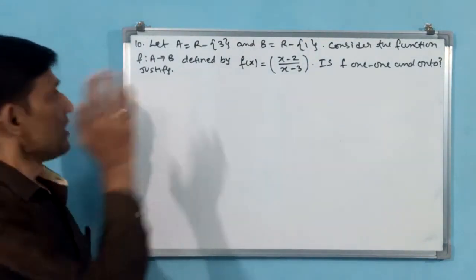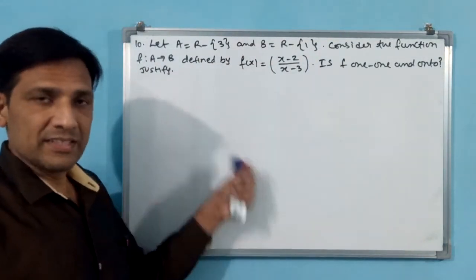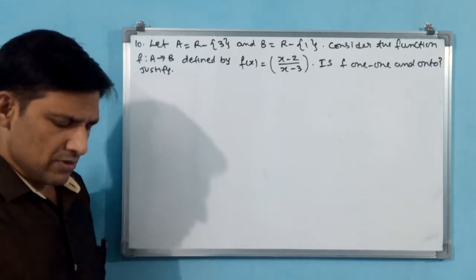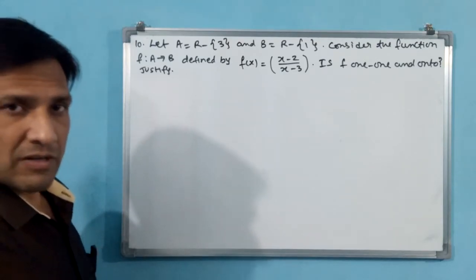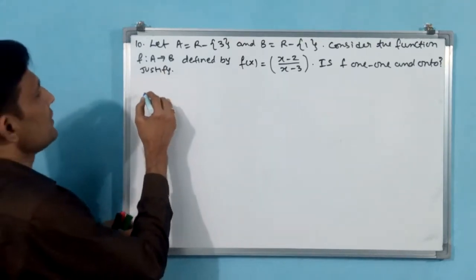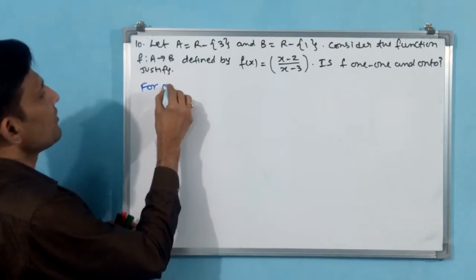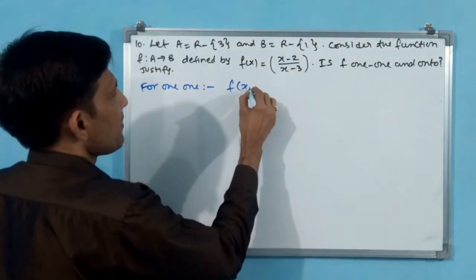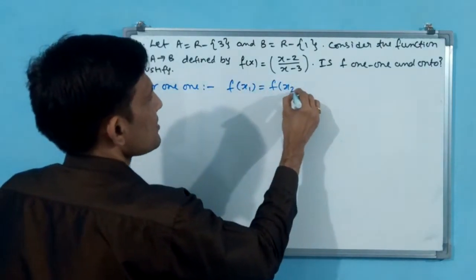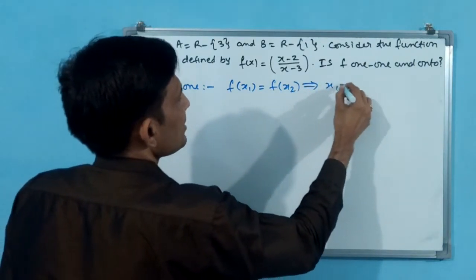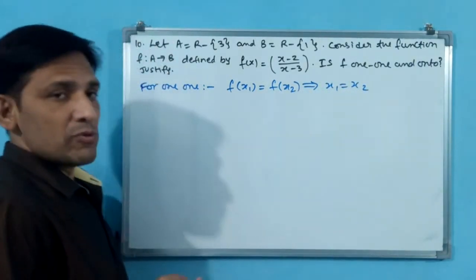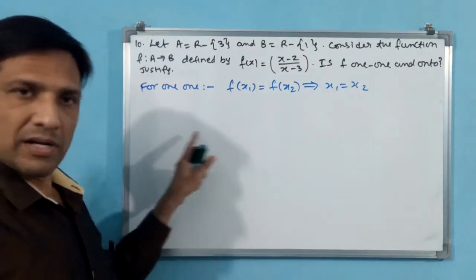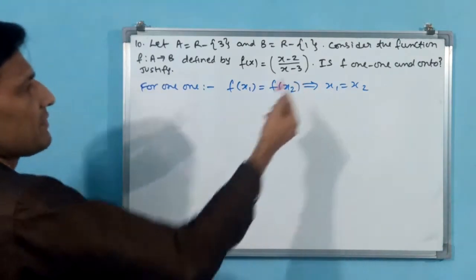Now you see, first of all we have to show that this is 1-1 and onto. Let us show one by one. What is the procedure for showing 1-1? For 1-1, I am writing, you see. What is the principle? f of x1 is equal to f of x2 implies x1 is equal to x2. If we are able to prove this one, then we can declare that this function is 1-1. Again we will see onto also. Okay, let us see first this one.